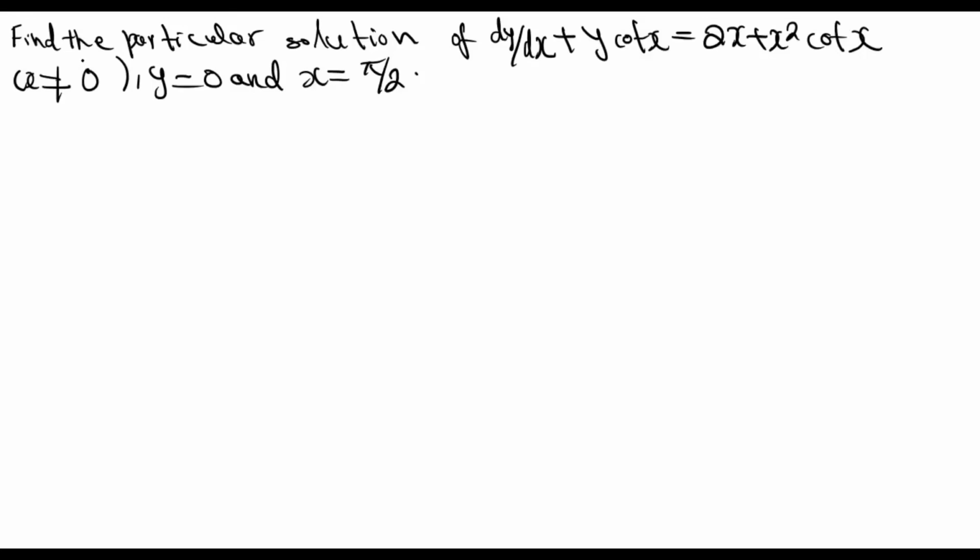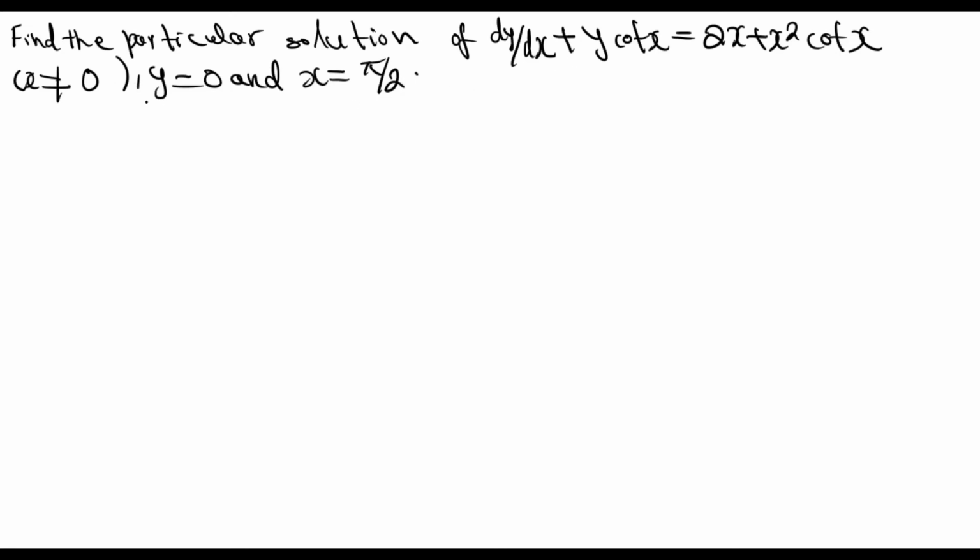See the question: find the particular solution of dy by dx plus y cot x equals 2x plus x square into cot x. Okay, we need to find the particular solution when y is equal to 0 and x is equal to pi by 2.